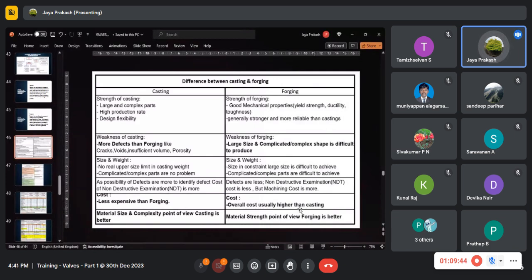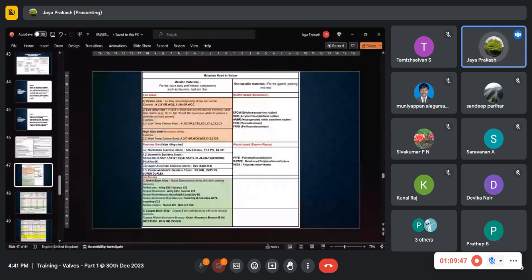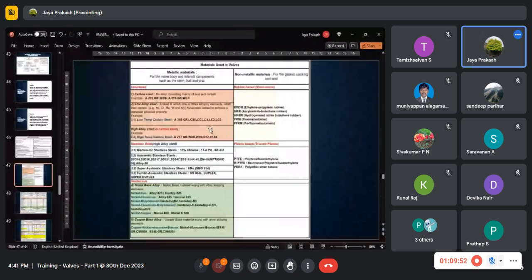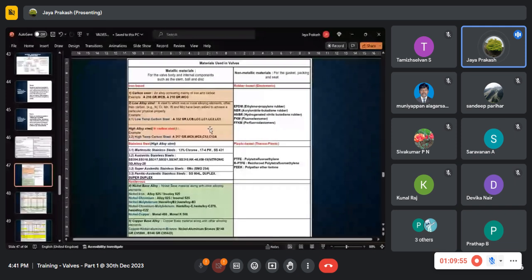Now I've given the chart for materials used in valves. These are all the materials we have found: carbon steel, low alloy steel, high alloy steel, stainless steel, nickel base alloy, and copper base alloy. Non-metallic materials include rubber based materials, EPR, and other materials. These plastics are all for gasket and packing related items.